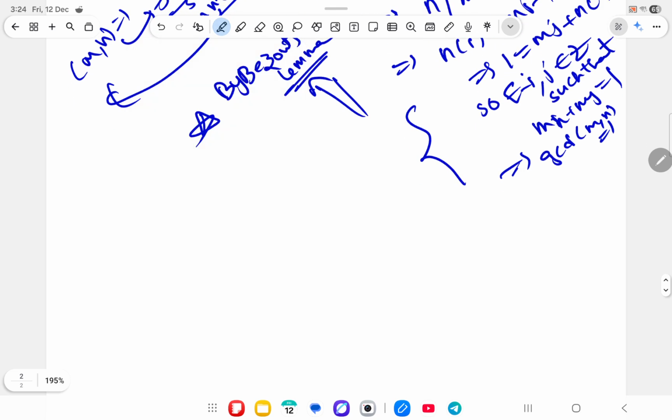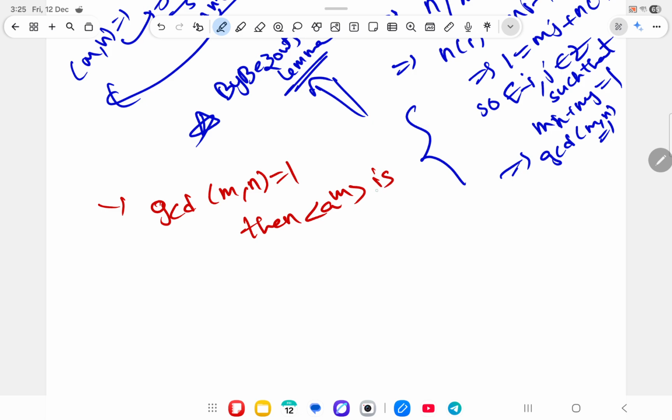Now the second part, right? If GCD of m comma n is equal to 1, then a power m is also a generator.